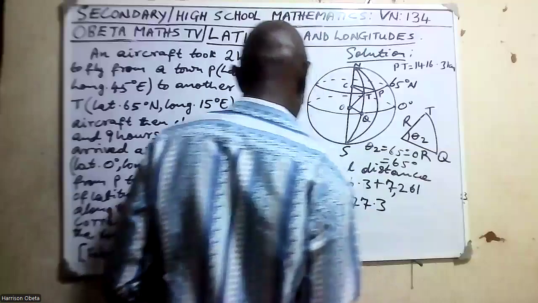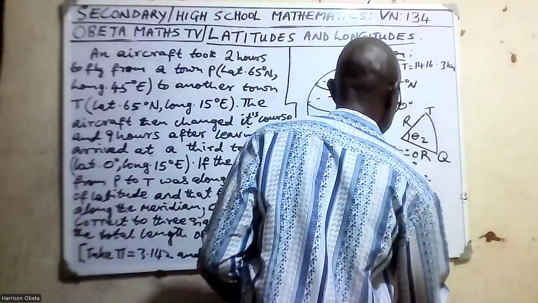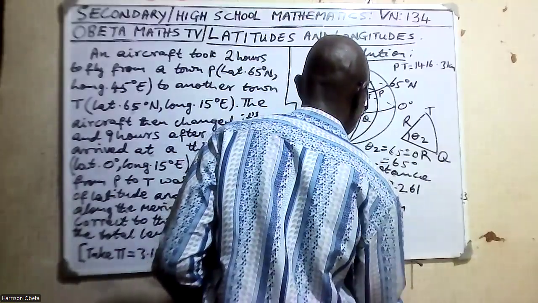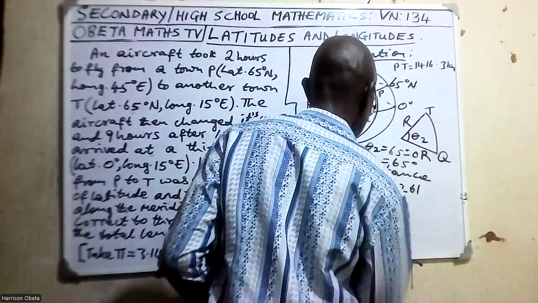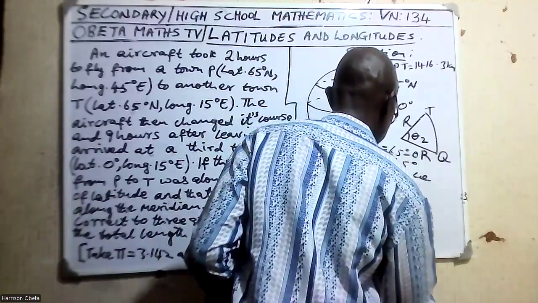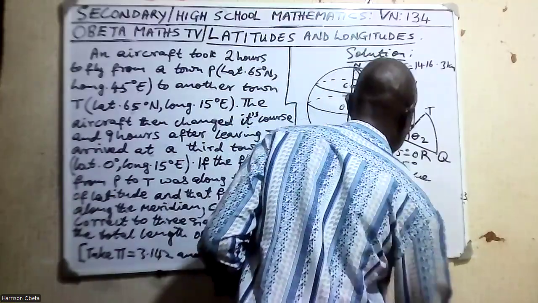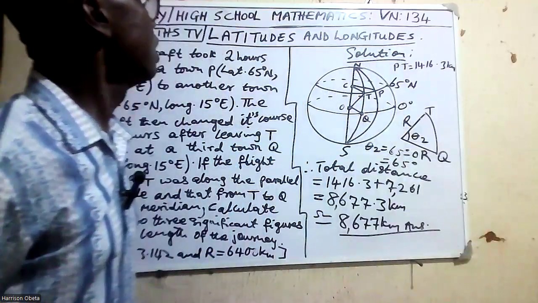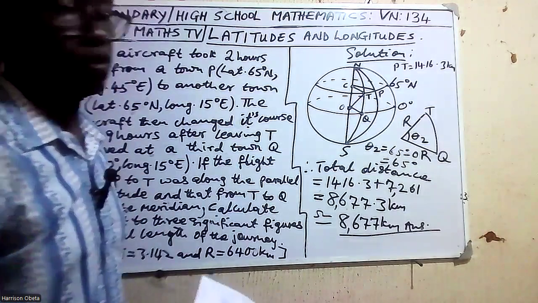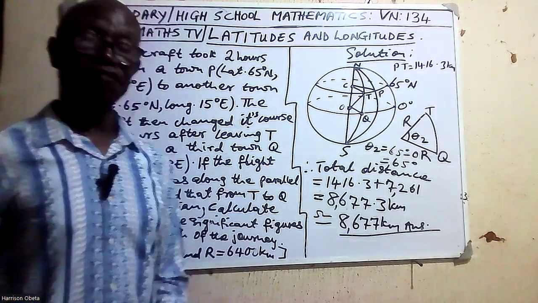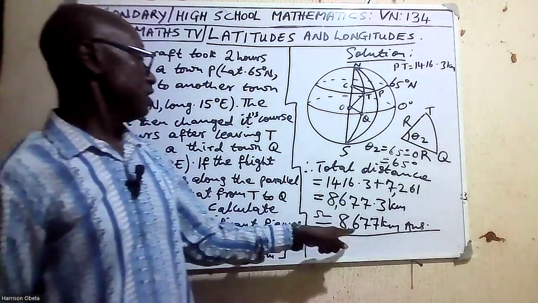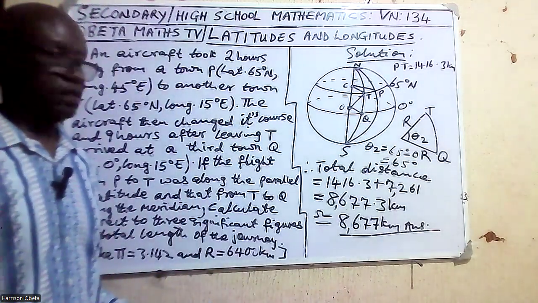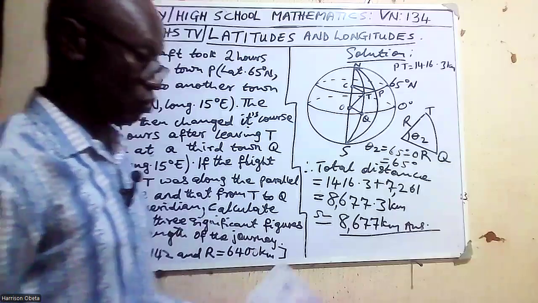77.3 kilometers, approximately equal to 8,677 kilometers. So that is the total distance from P to Q. Assuming we are asked to find the average speed, you just divide this total by the total time taken. So we have come to the end of the question.